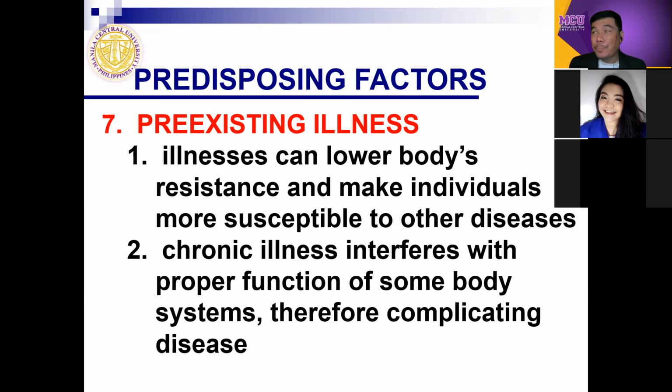Usually, pre-existing illnesses are the situations that lower the body resistance and immune system, which makes a person vulnerable to diseases. As I have mentioned, these are the situations of chronic illnesses. So, sir, where should we consider pre-existing illnesses? So, they are predisposing factors, and you may consider them in the non-modifiable risk factors.